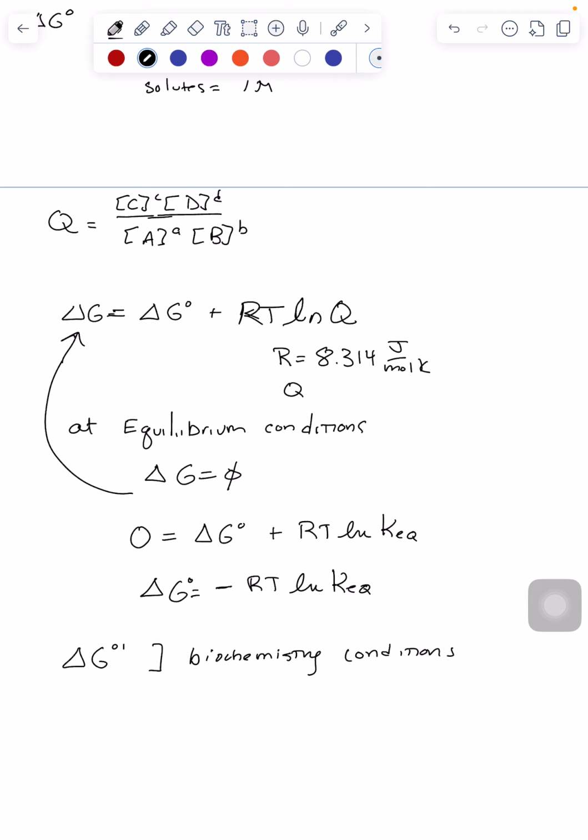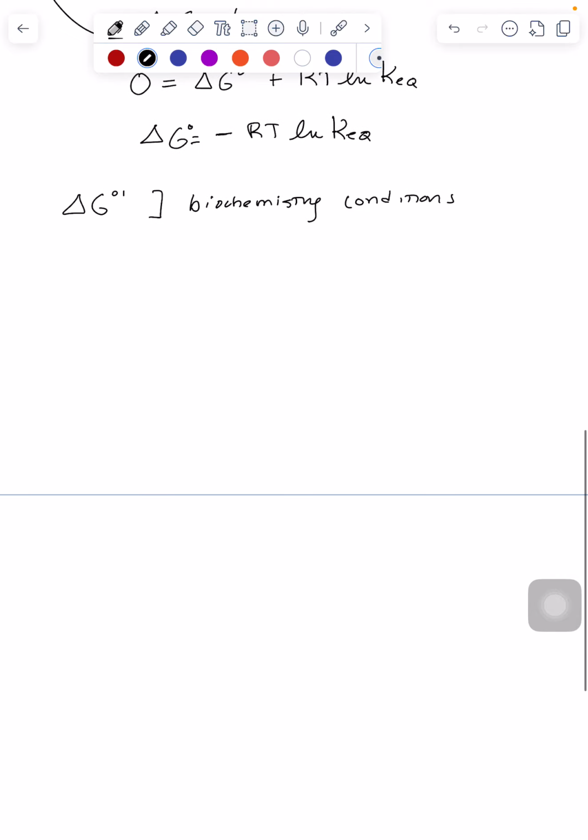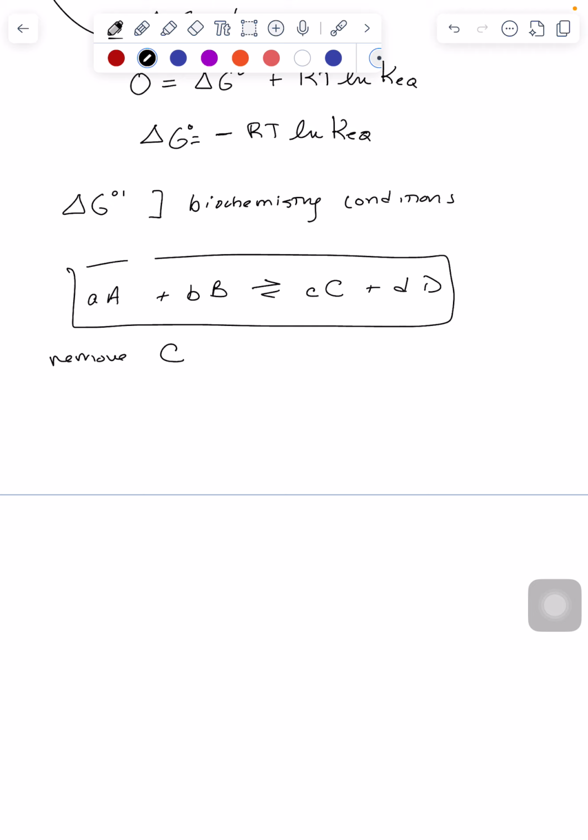Okay, so now let's think about systems that are reversible and what that means. If we go back to our generic reaction that is reversible, indicated by the double arrows, you may remember from Le Chatelier's principle that if you remove C, our system that is reversible, that may have been at equilibrium, will seek to replace C, and the equilibrium will shift to the right.